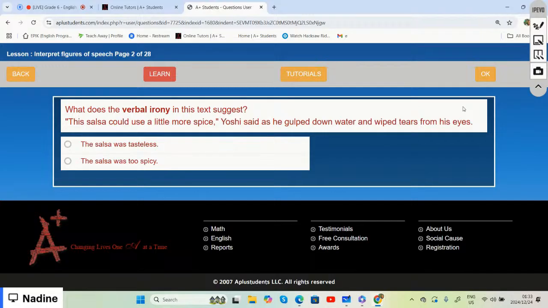What does the verbal irony in the text suggest? Verbal irony, firstly, is where a speaker intentionally says something that's different from the reality of the situation. So it says, the salsa could use a little more spice, Yoshi said as he gulped down water and wiped tears from his eyes.